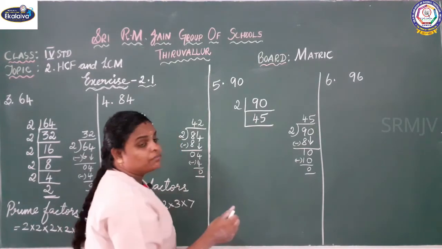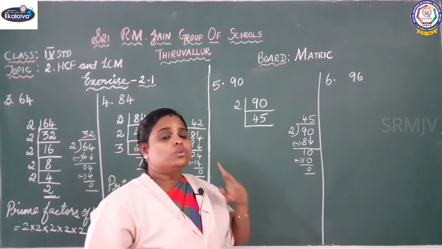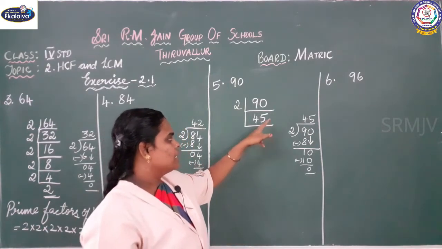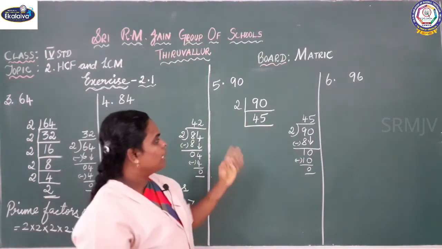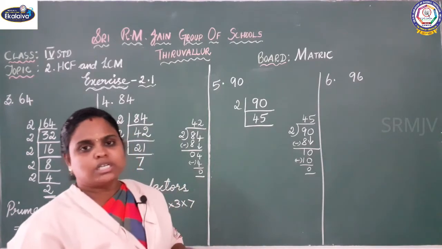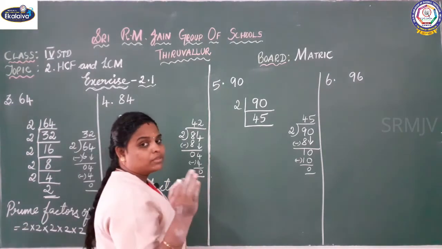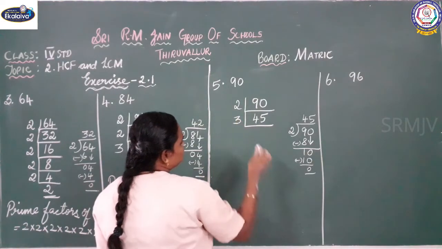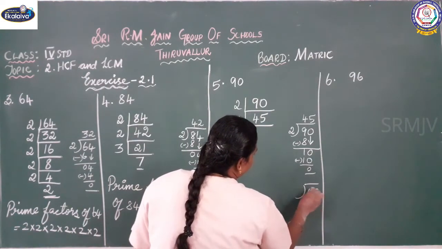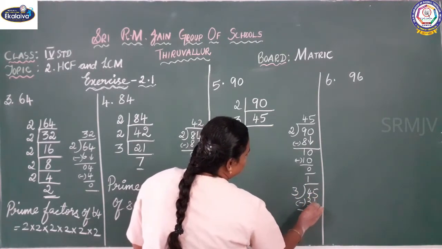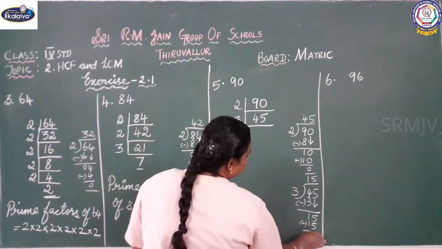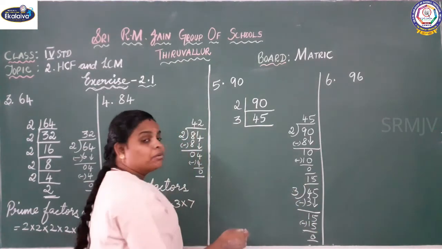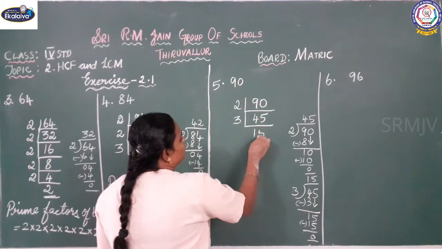See, listen children, 45 will not be divisible by 2, because you look at the last digit, 5. If it ends with 0, 2, 4, 6, 8, then it will be divisible by 2. But here it is 5, so it will not be divisible by 2. So we can take 3 table. We will check 3 table. So if you are dividing by 3 table, 3 1s are 3. So 4 minus 3, 1. Next, if you carry 5, 3 5s are 15. So 15 minus 15, 0. So how many times in 3 table? 15. 3 15s are 45.